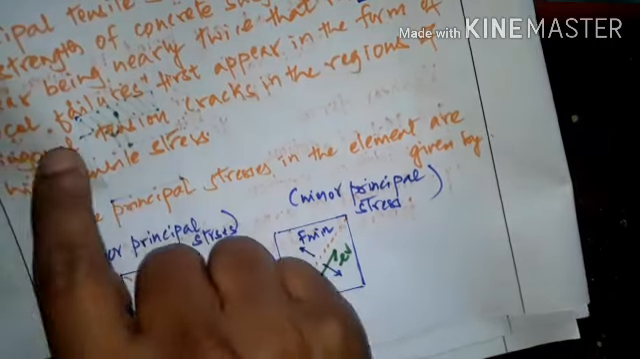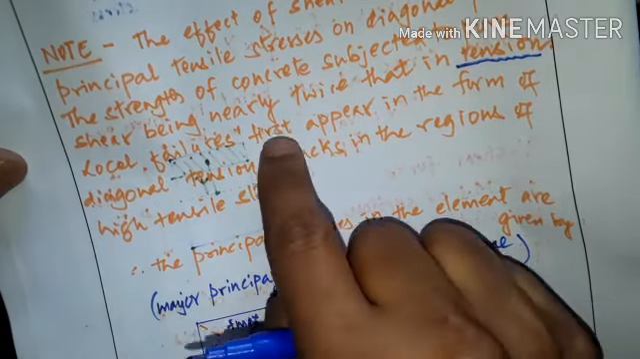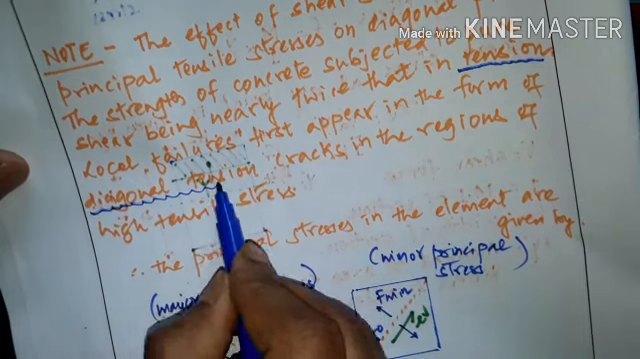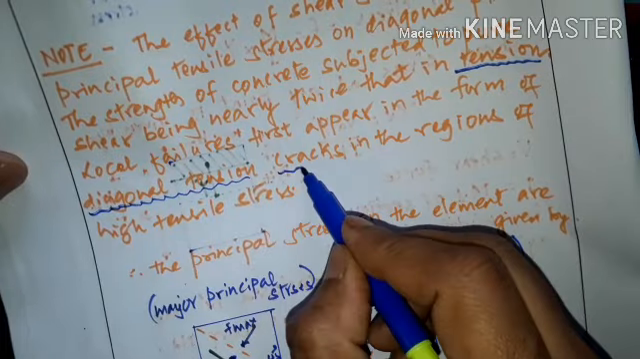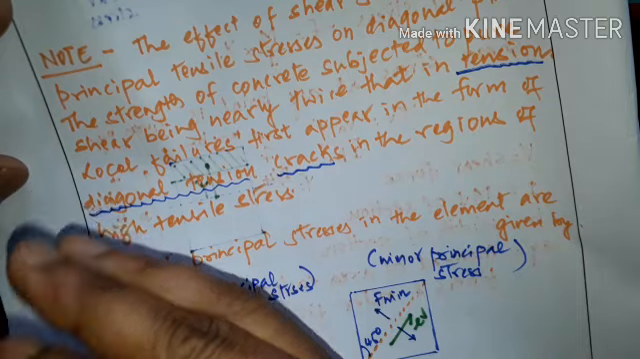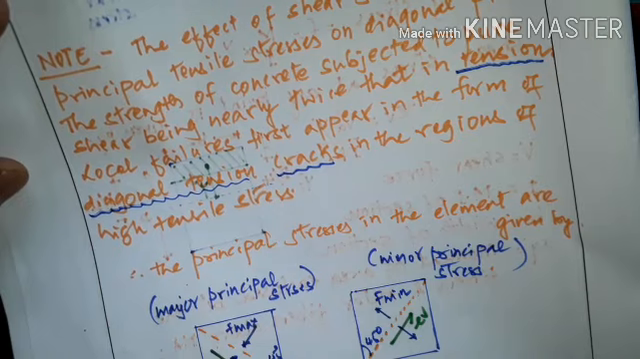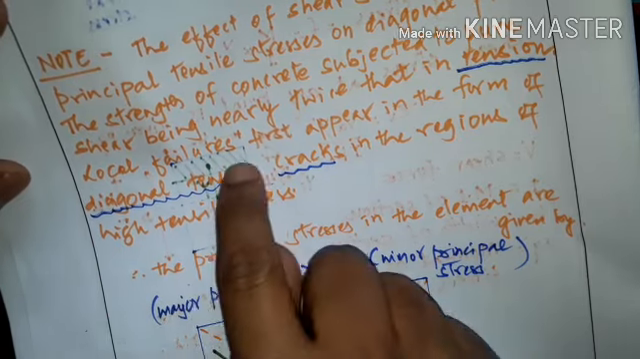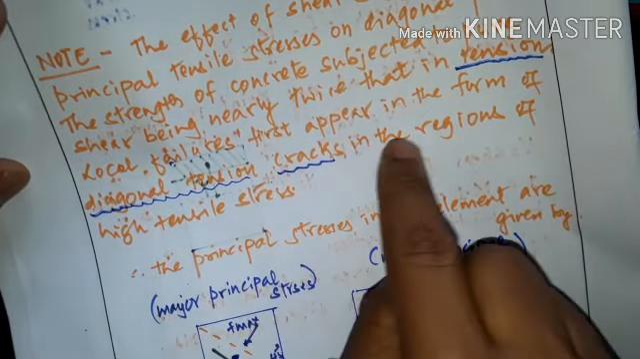It is very important. Local failures, I'll read out once again: local failures first appear in the form of diagonal tension cracks in the region of high tensile stresses. How will the local failure start? How does the failure take place locally in the material? Why is it called local failure? Because the failure starts in the material.